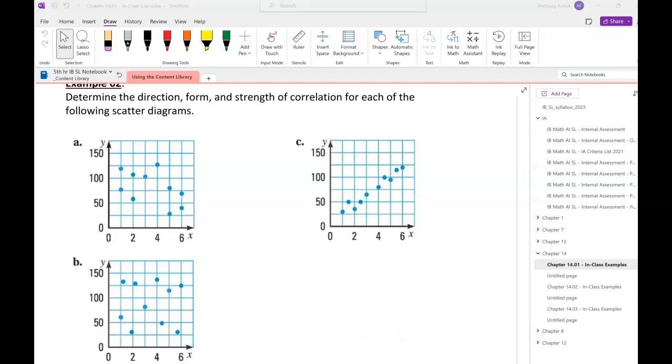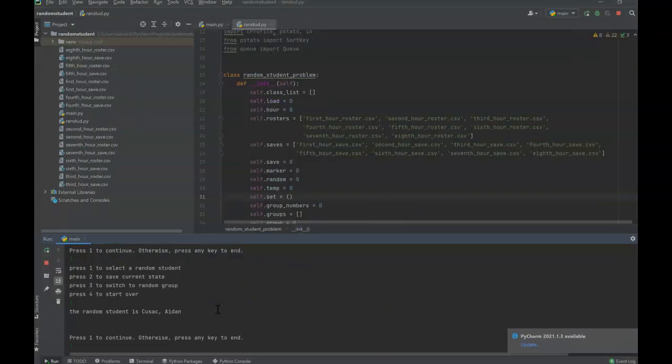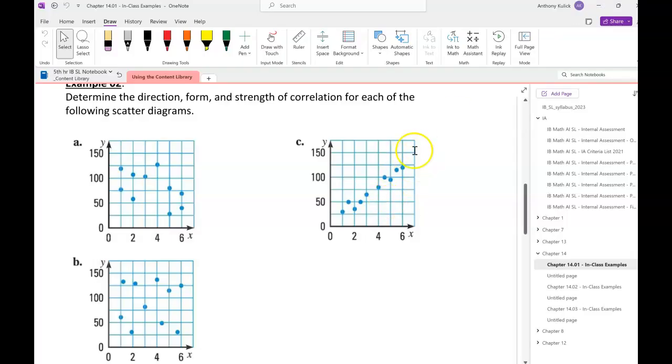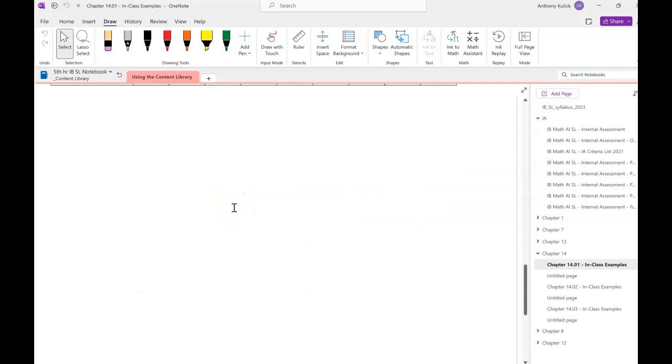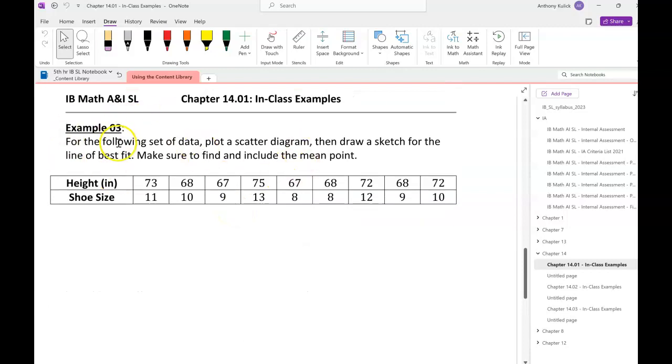All right, and then C's the next one here, and that's going to be Isaac. C, what do we got here? Positive, and then linear. Yeah, good, I agree. The last one says, for the following set of data, plot a scatter plot diagram, then draw a sketch for the line of best fit, and make sure to include the mean point.